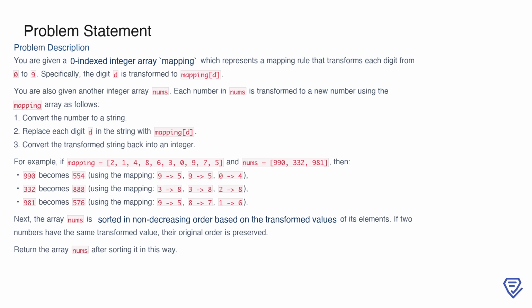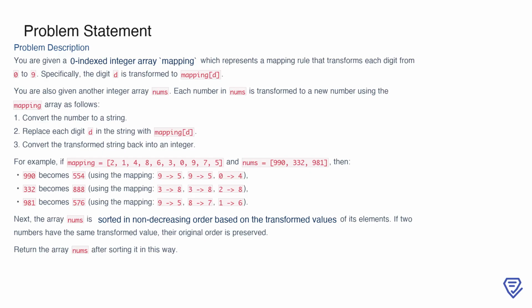Alongside this, we are given another array called nums, which contains a list of non-negative integers. Each number in nums will be transformed digit by digit using the mapping array. The transformation process involves converting each number into its string form, replacing each digit in the string with its corresponding transformed value from mapping, and then converting the result back into an integer.